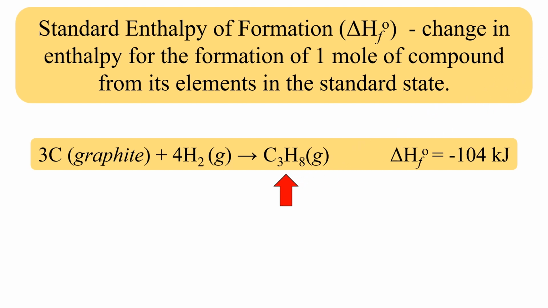Notice propane is formed from its elements in the standard state, carbon graphite and hydrogen gas. The change in enthalpy is negative 104 kilojoules. This means that 104 kilojoules of energy in the form of heat is released when propane is formed from the elements.